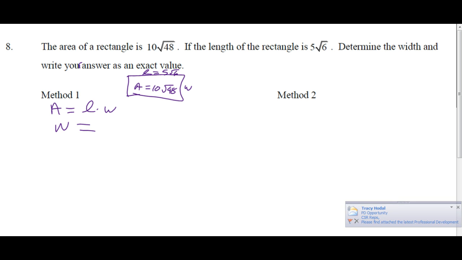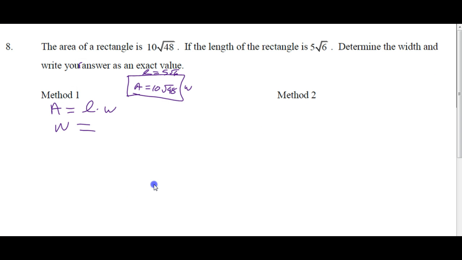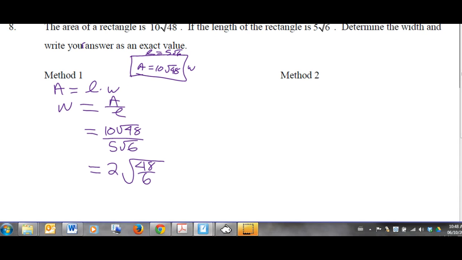What's W equal to? A divided by L. Okay, W equals A over L. What's A? 10 root 48. What's L? 5 root 6. Okay, so method 1 says, what do we do? We put them together under the same radical sign, right? So we've got 2, and then we've got root 48 over 6. Okay, so I'm doing the division.